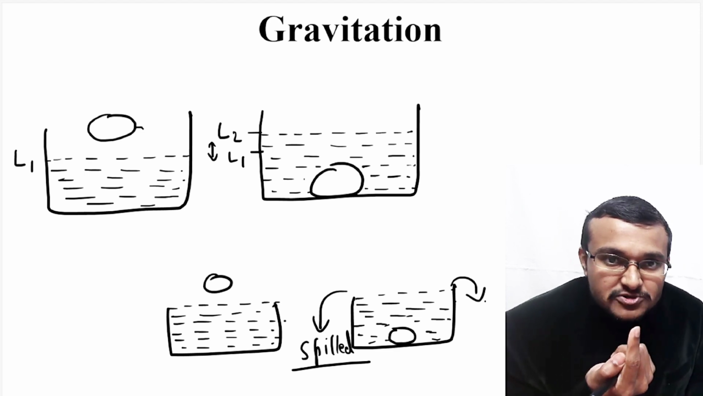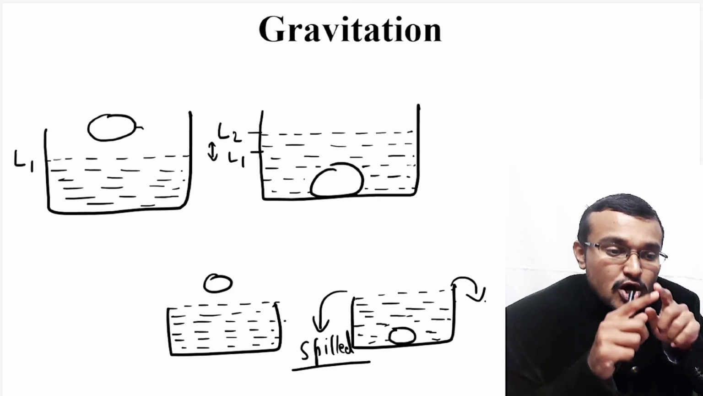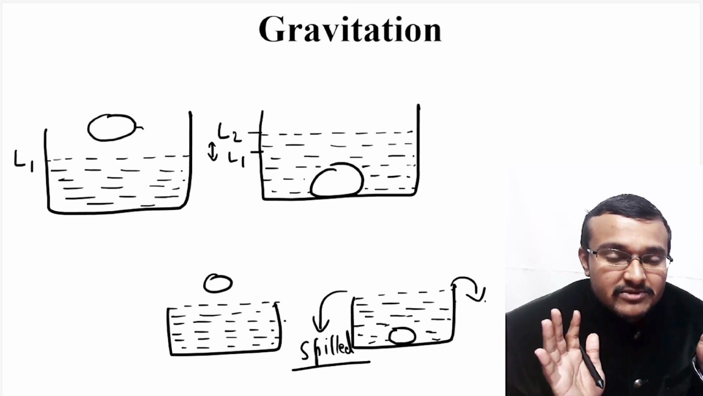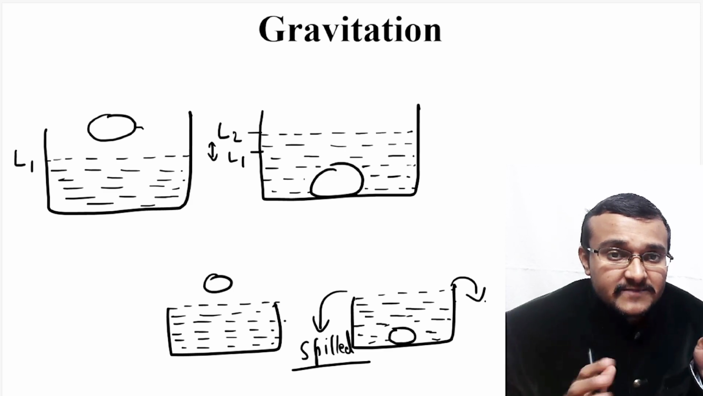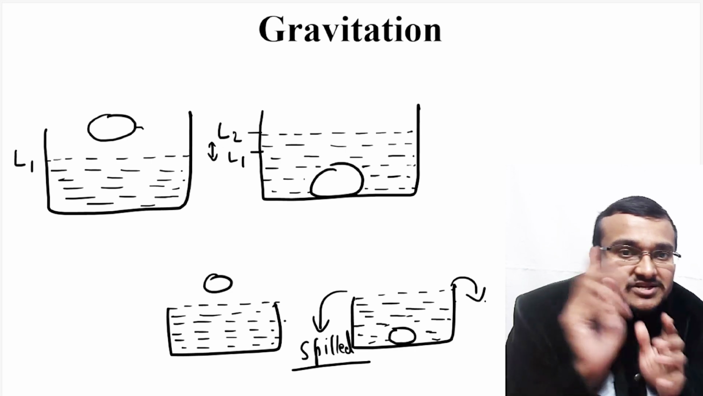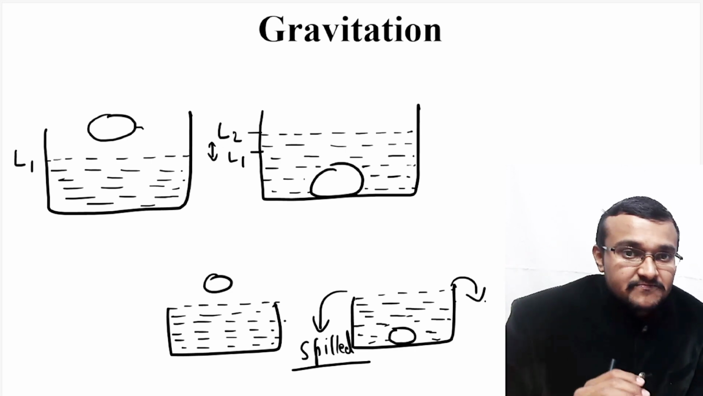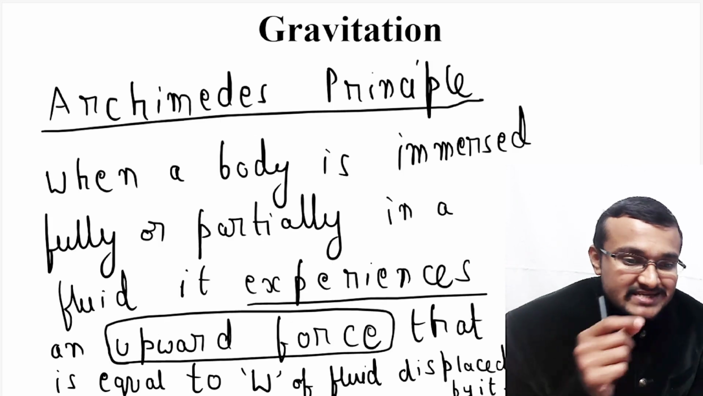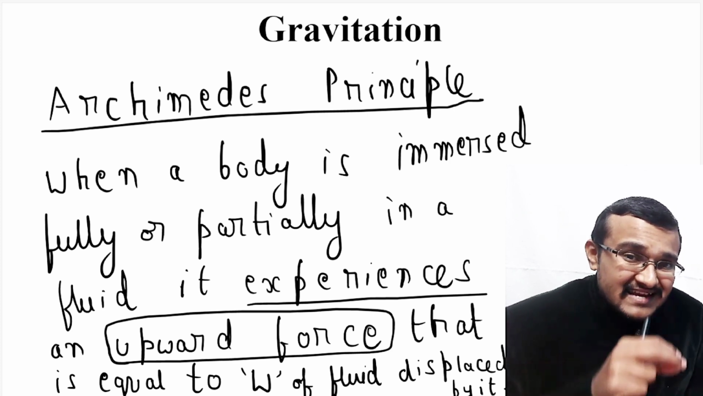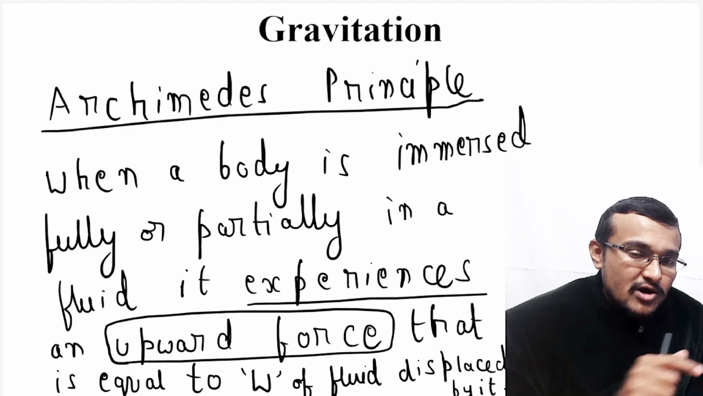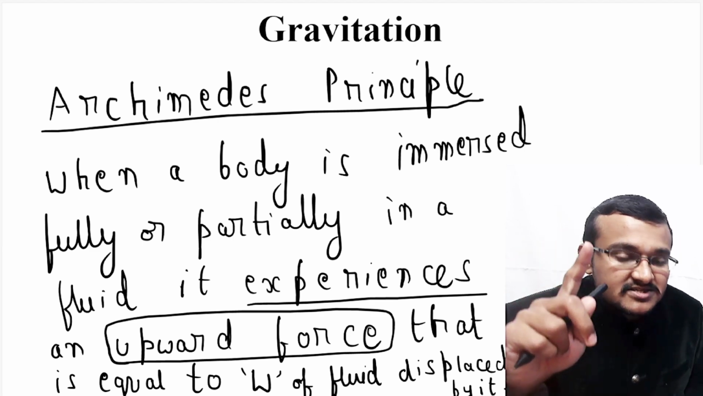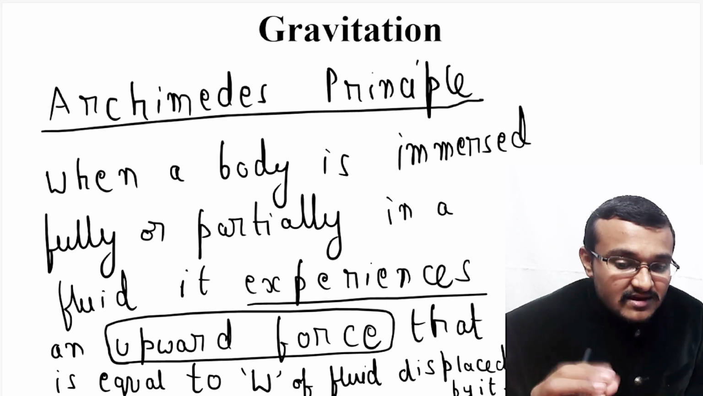Upthrust is also a force and weight is also a force. So how much liquid is displaced from the container when an object is immersed in that liquid, the weight of that much liquid is equal to the upthrust of that liquid. So always remember, whenever a body is immersed fully or partially in a fluid, however much liquid is displaced by that object, the weight of that displaced liquid is equal to the upthrust of that liquid.